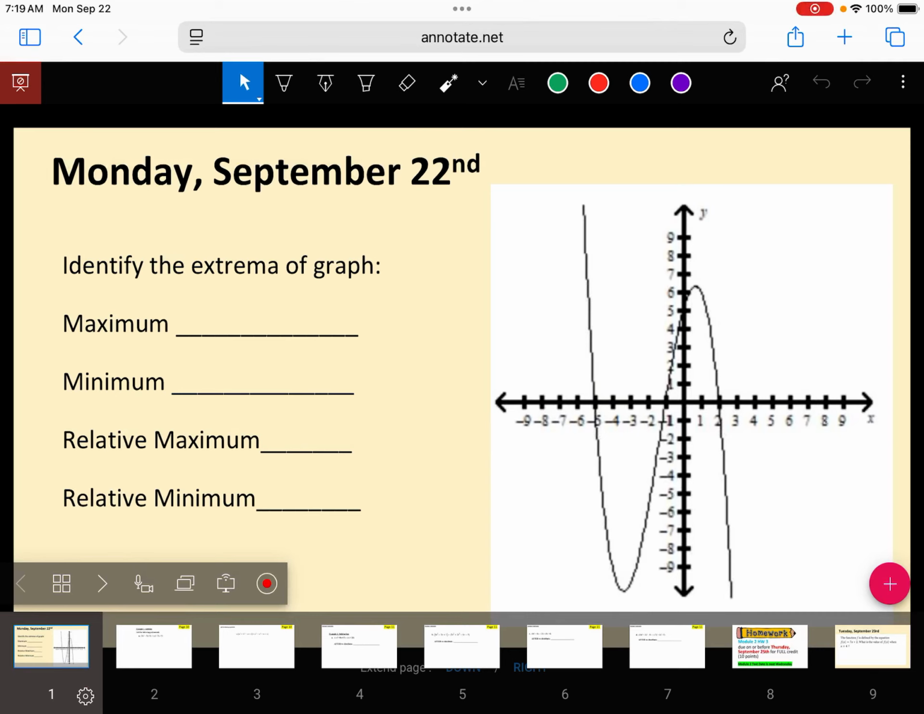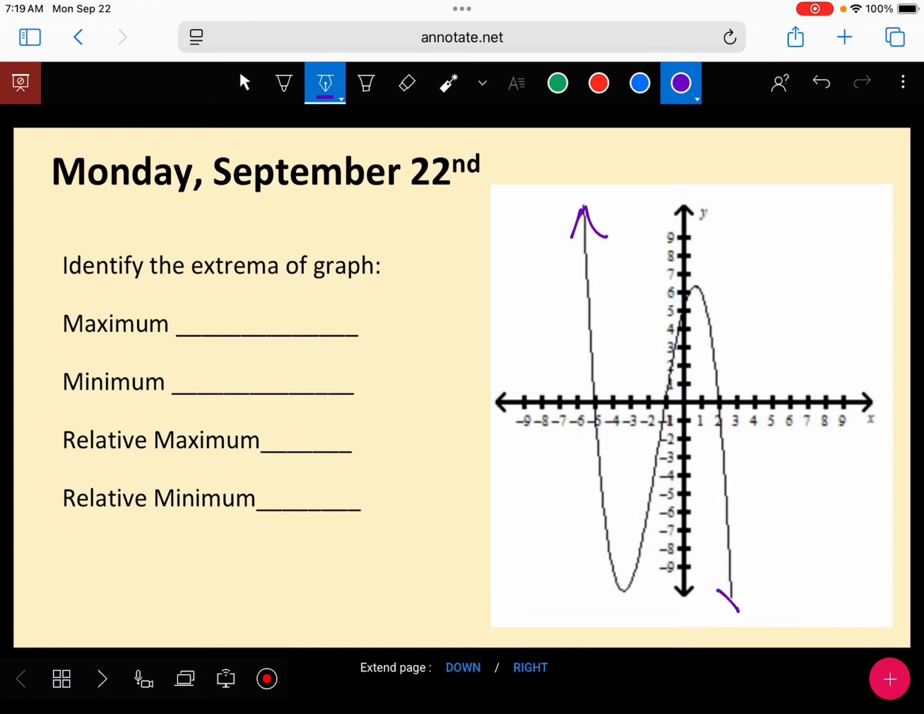Go ahead and add arrows to the graph. Do we have a max or a min? Is there a highest point or a lowest point? Nope. I see people shaking their head, because you have an arrow going up.